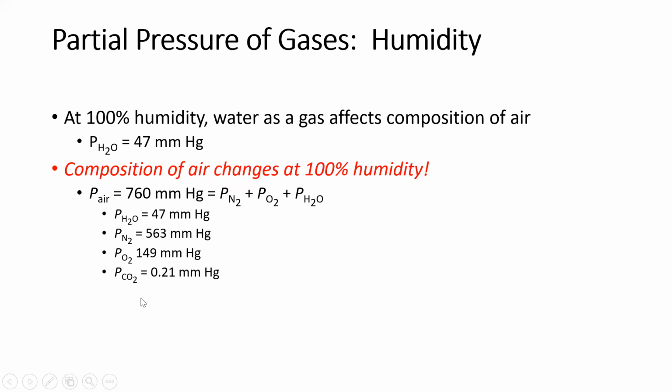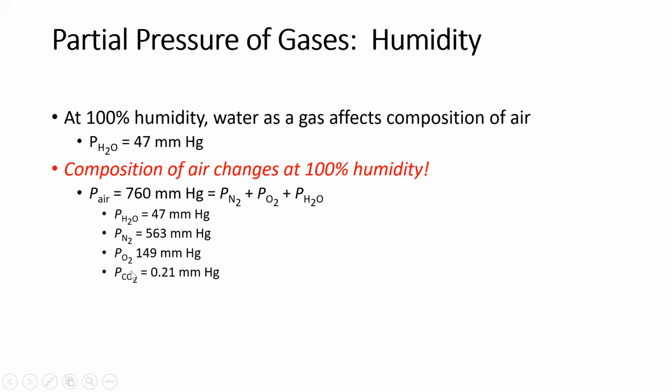And so if we were to recalculate that total pressure, right, the total pressure of 760, we now add the partial pressure of water, which is 47 millimeters of mercury. And so we'll see that the other partial pressures are now decreased because they're a proportion of our total gas mixture. So whereas in dry air, the partial pressure of nitrogen was 600, if the air is humidified, it's going to be decreased to 563 millimeters of mercury.